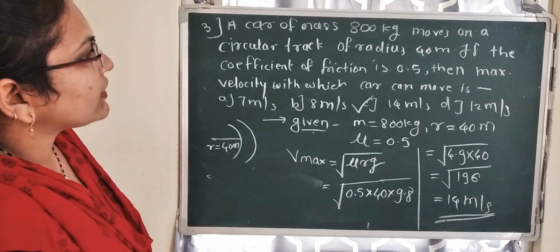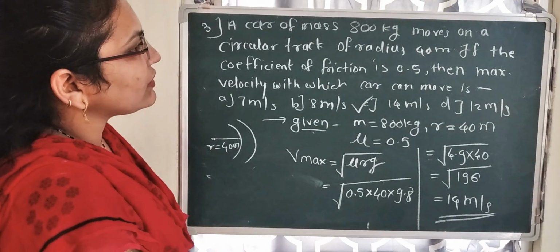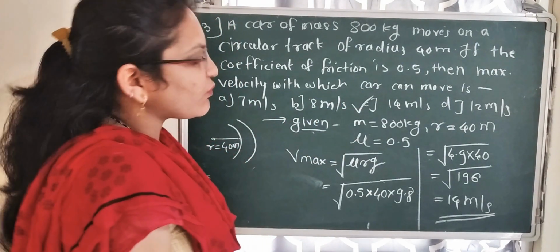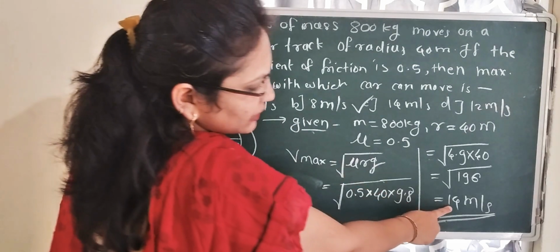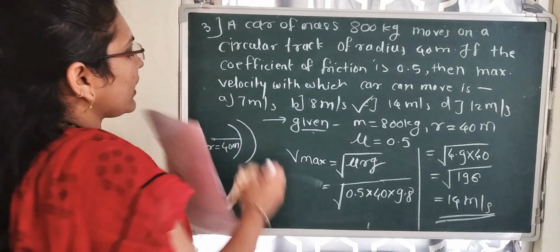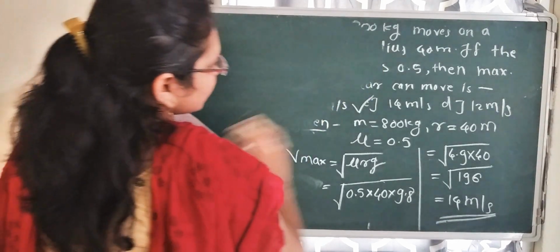The answer to the question we asked, the maximum velocity with which the car can move, Vmax is equal to 14 meter per second. The correct option is C. Then the next question.